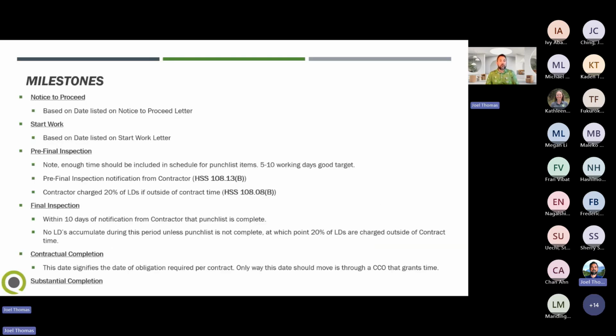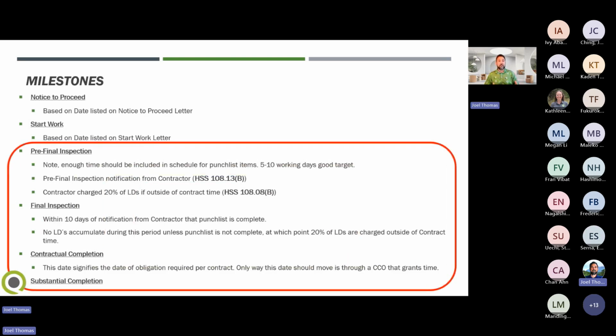And now we're moving over to milestones. We have had a lot of discussion on these milestones and their importance. We do have other trainings that can go more into this. Today, we are going to be focusing on the pre-final inspection, the final inspection, the contractual completion, and the substantial completion, and how we use them as tools to look at delays or liquidated damages.